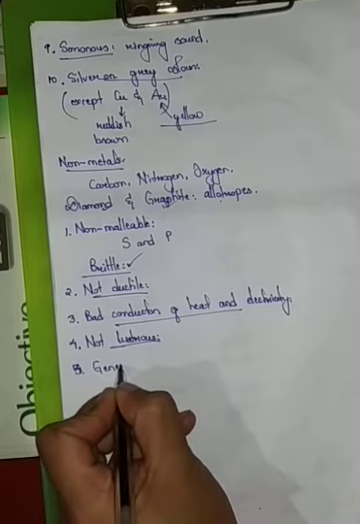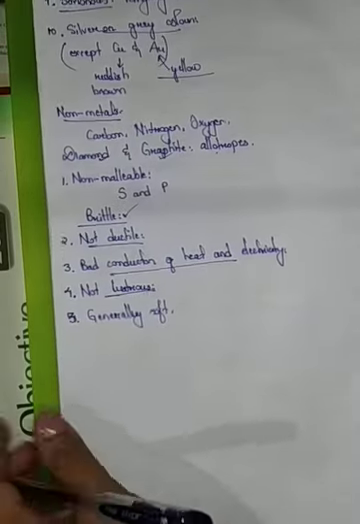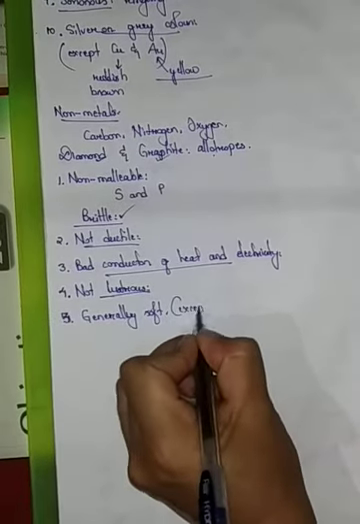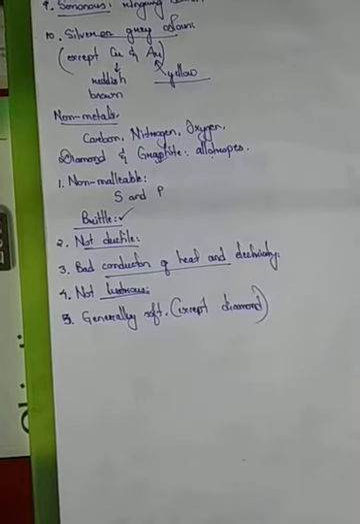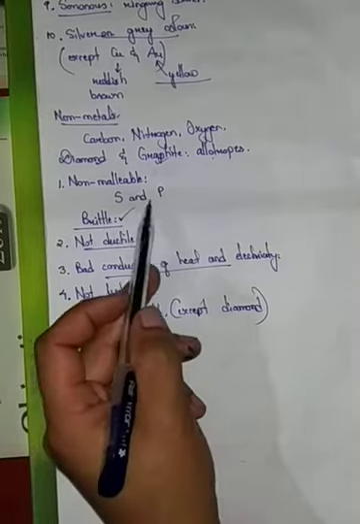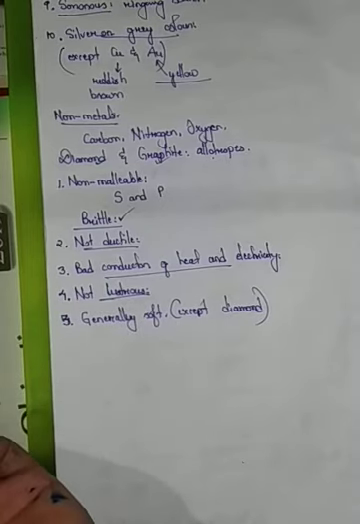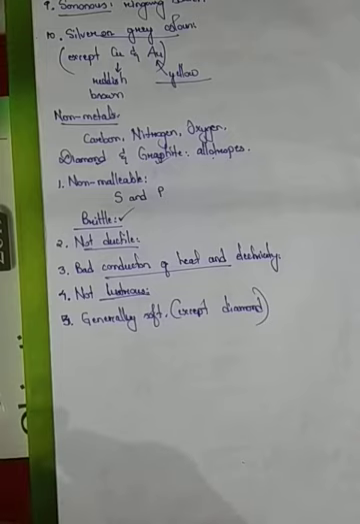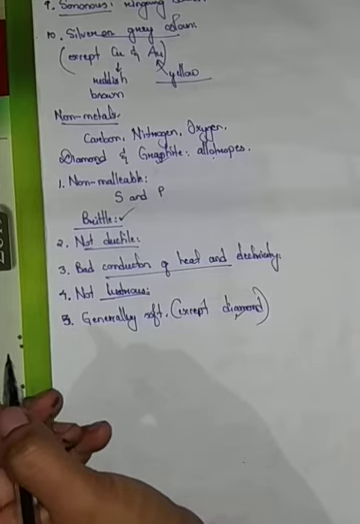Number 5, they are generally soft. Non-metals are generally soft, except for diamond. Except for diamond, most of the solid non-metals are quite soft. They can be easily cut. We can easily cut a non-metal with a knife. For example, sulfur and phosphorus, even sodium. They can be easily cut with a knife. Diamond is the hardest natural substance known to date.